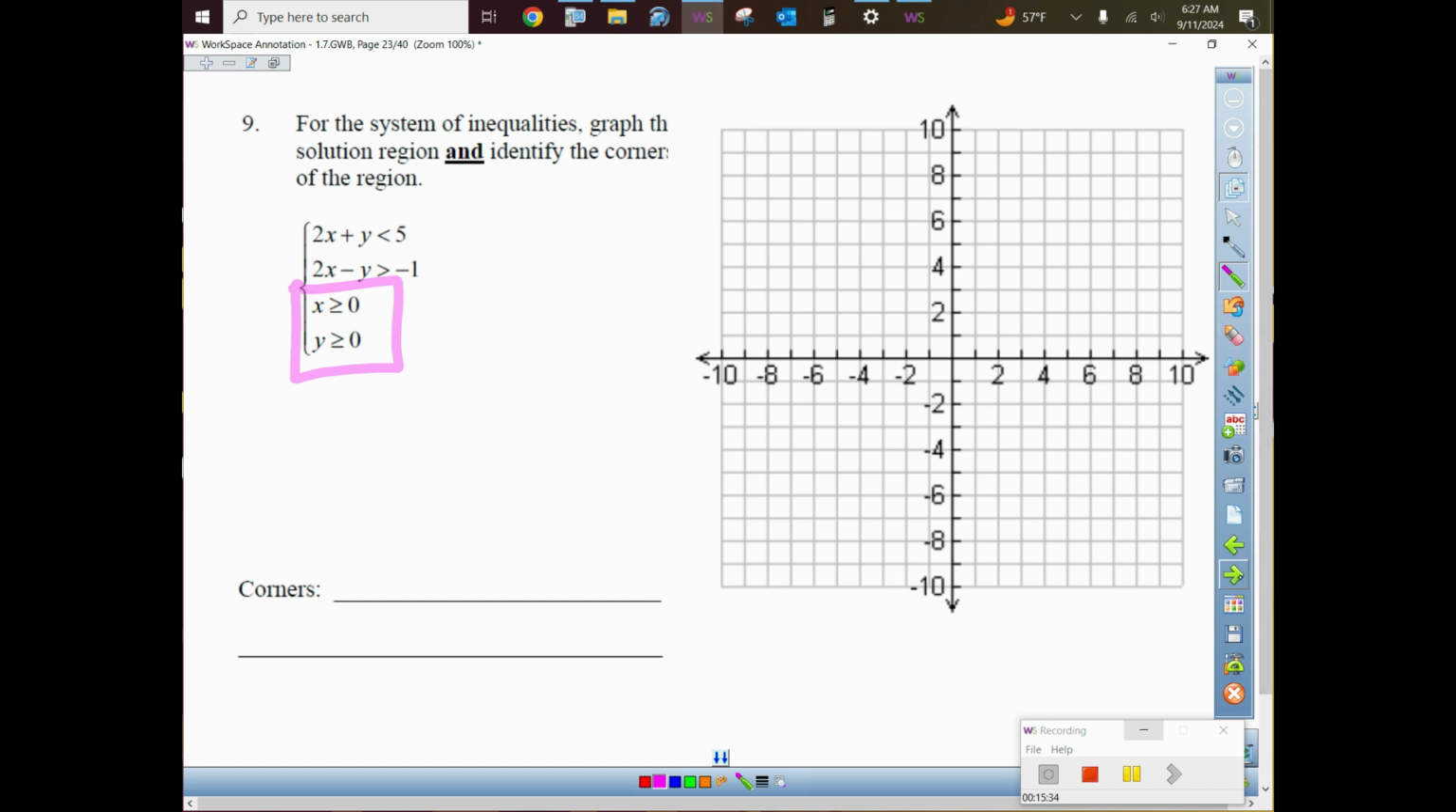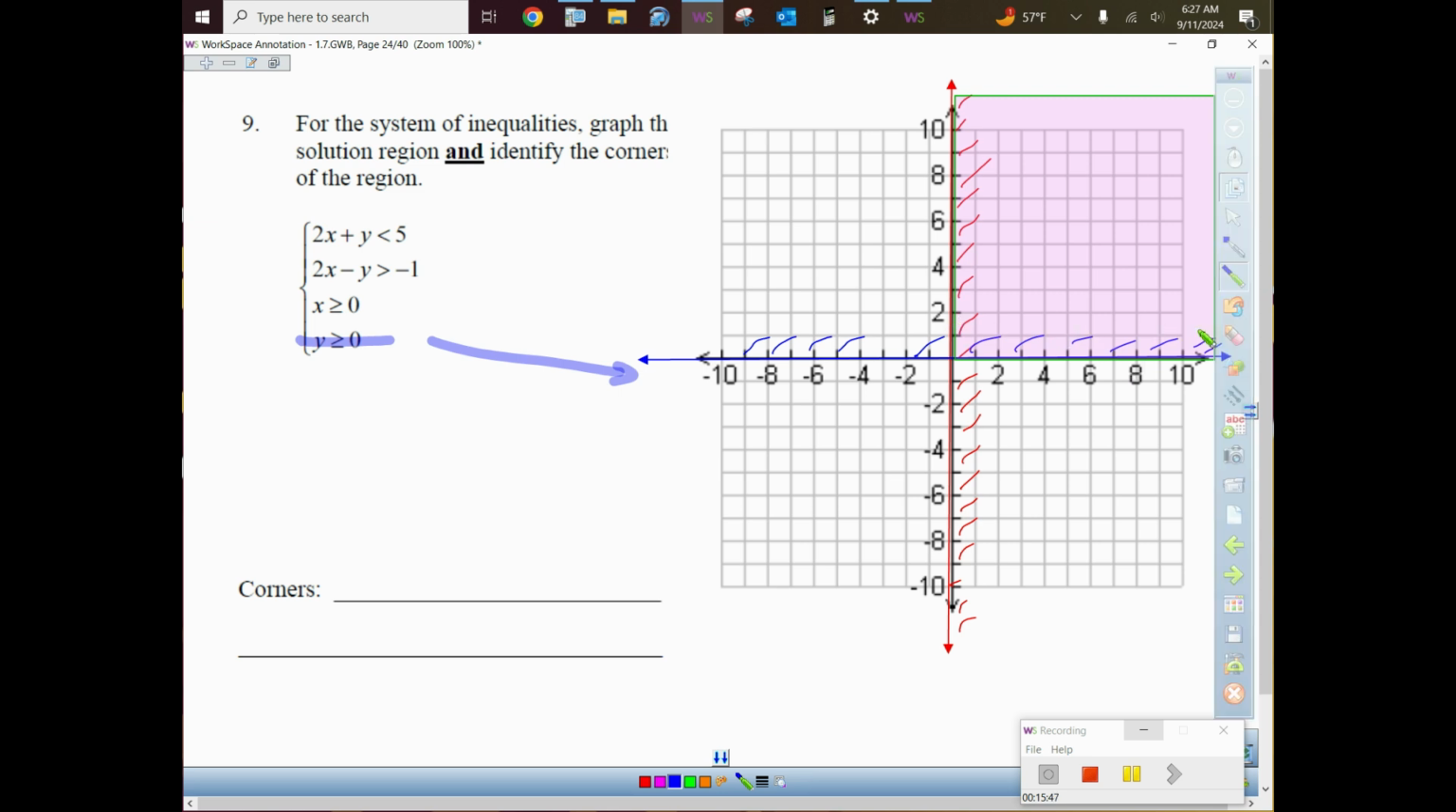When I graph them, the blue one right here is y greater than or equal to 0, so I'll highlight that blue for you. That's this one right here in blue. You see it's the horizontal line. It's solid, and I shaded above it. And then the red one right here is x greater than or equal to 0. That's the line x equals 0.